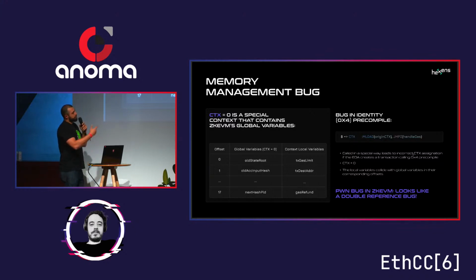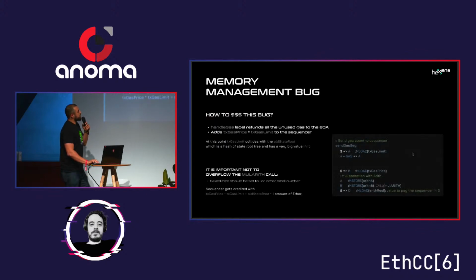So by corrupting the CTX to 0, we have a very interesting thing: a double reference between these values. For example, in zkEVM, when we query the gas limit, we'll actually get the old state root, right? For those of you who have had some experience with binary exploitation, it's a classic double reference bug. But let's see how we can leverage this bug to make some money.